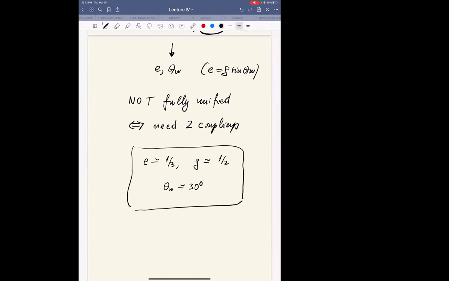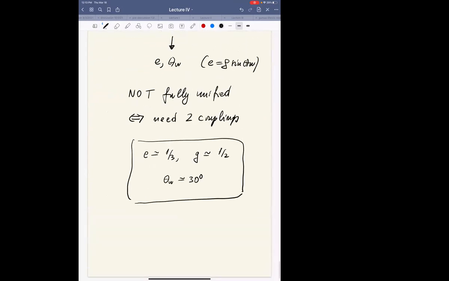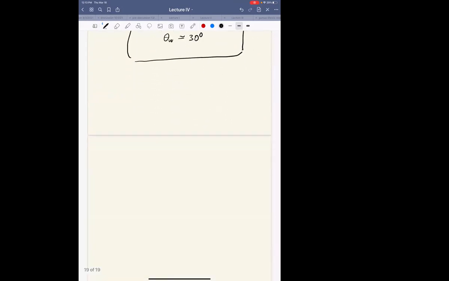We are really lucky. Although E and G are not small, we find out because of this value that alpha electromagnetic, which is E squared over 4 pi, is roughly 1/100. And alpha weak, which is G squared over 4 pi, is roughly 1/30 or something. Okay, you can put the numbers. So we are lucky that these are small numbers. And that implies good perturbation expansions.